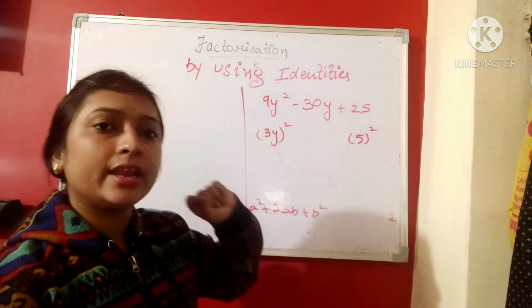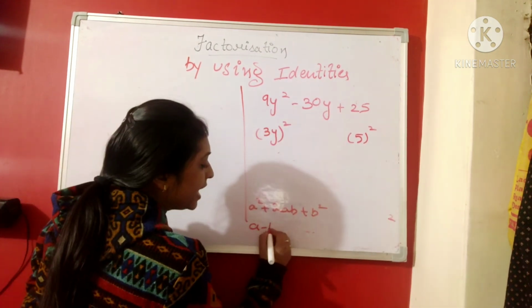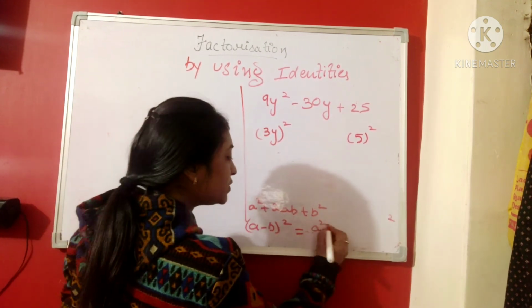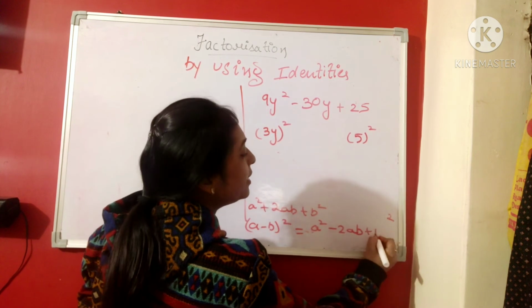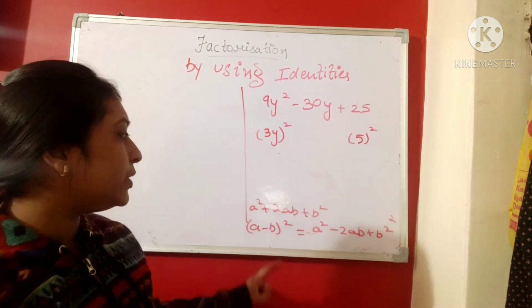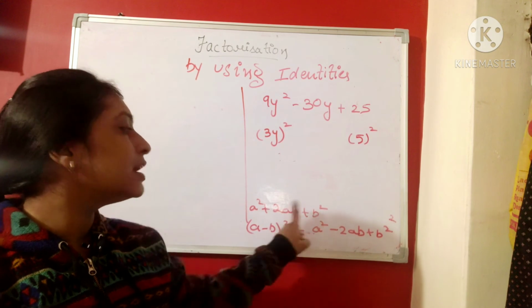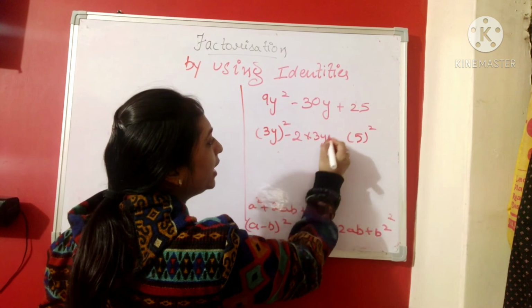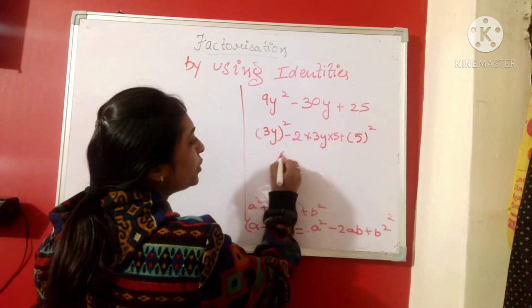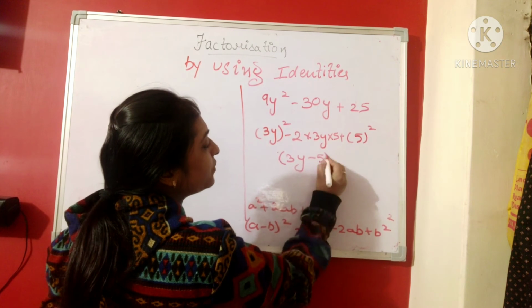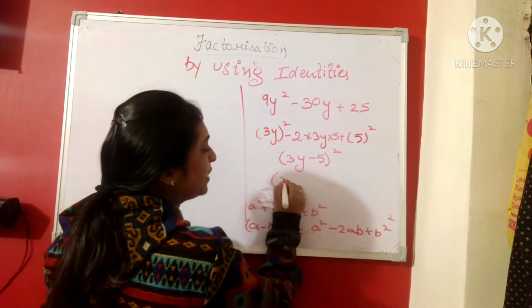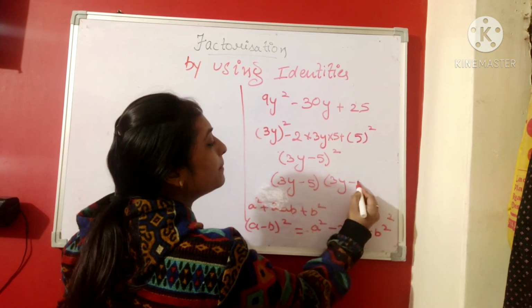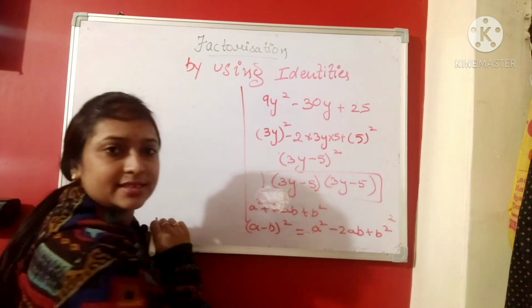As soon as we see the negative term, we think of the second identity, which was a minus b whole square, which says a square minus 2ab plus b square. The only difference between the first and second identity is the middle term, plus and minus. So it will be 2 into 3y into 5, right? So it will be 3y minus 5 whole square, which has to be factorized and written as 3y minus 5, 3y minus 5, and this is the answer.